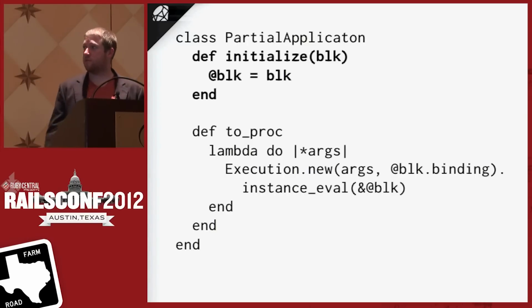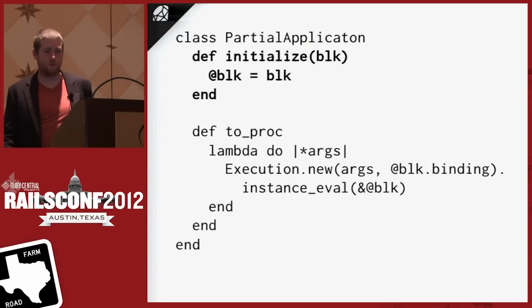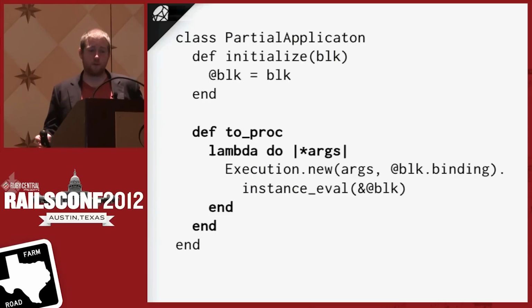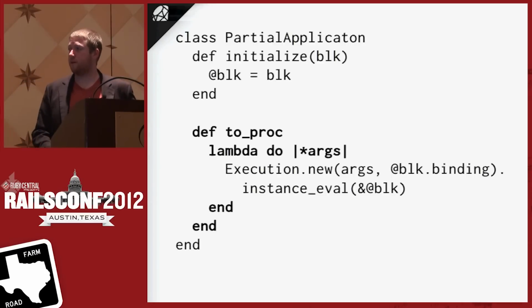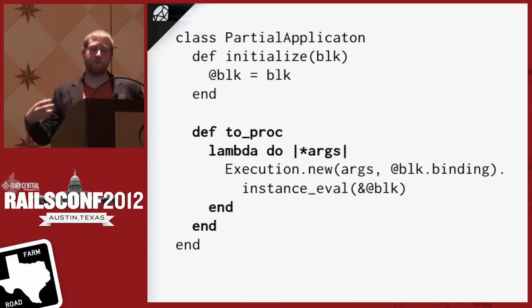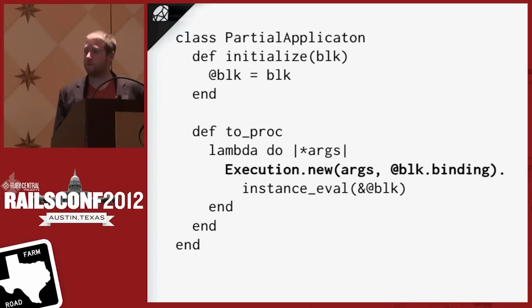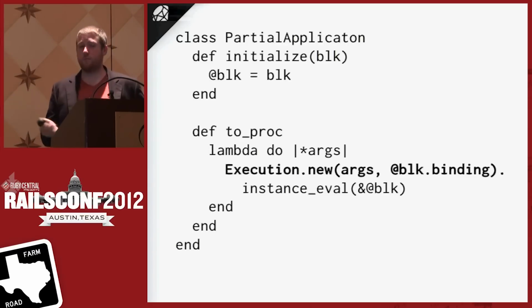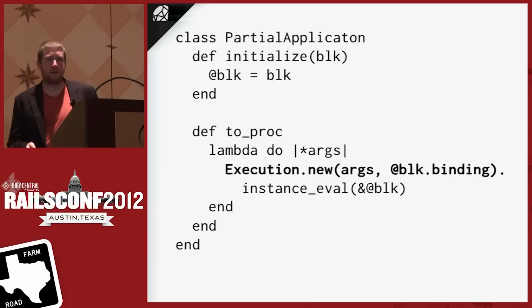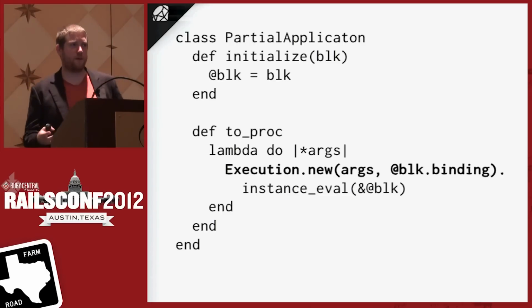So we pass it a block, and it stores that block for future use. When the ampersand results in to_proc getting called on it, we have to return something that's callable. So we define a new lambda that is called each time we want to evaluate this block. And inside of the lambda, we define a new execution, which I'll tell you what that is in a minute, and we pass it the arguments that the block was called with, as well as the block's original binding. And so a binding is the context in which the block was defined.